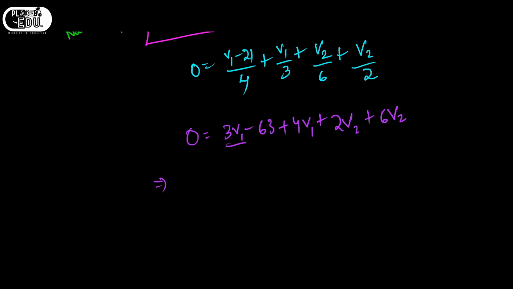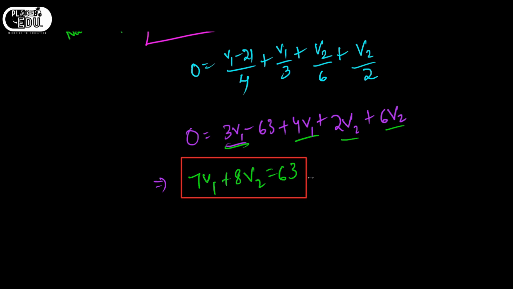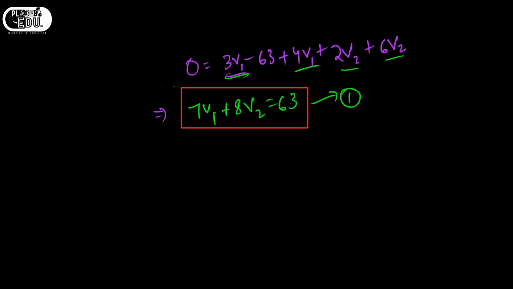So 3V1 plus 4V1 will be 7V1, and 2V2 plus 6V2 will be 8V2, which is equal to 63. We have this equation. This is the nodal equation 1. Okay, this is the first nodal equation, and the nodal equation from the voltage source will be the second nodal equation. So what will be the second nodal equation? That is minus V1 plus V2, V2 minus V1 is equal to 9.